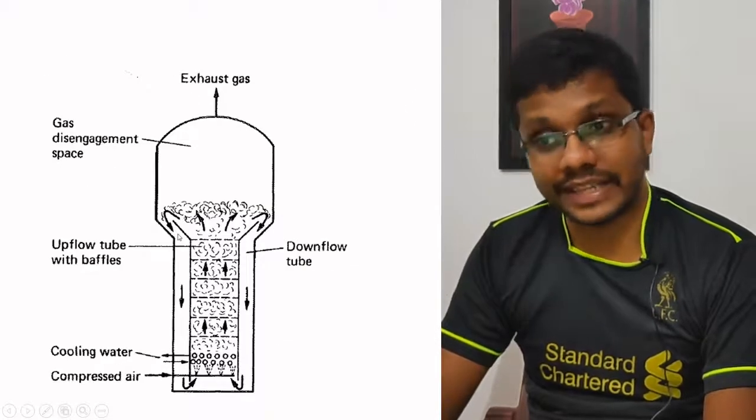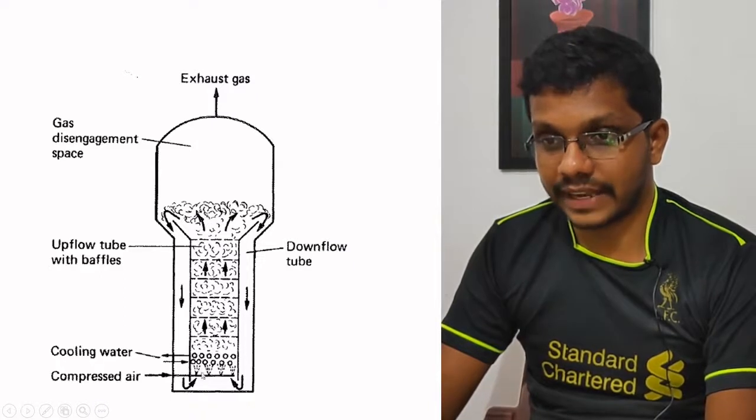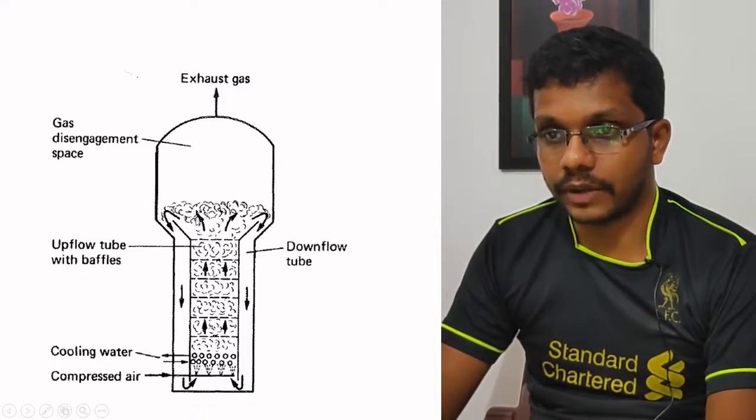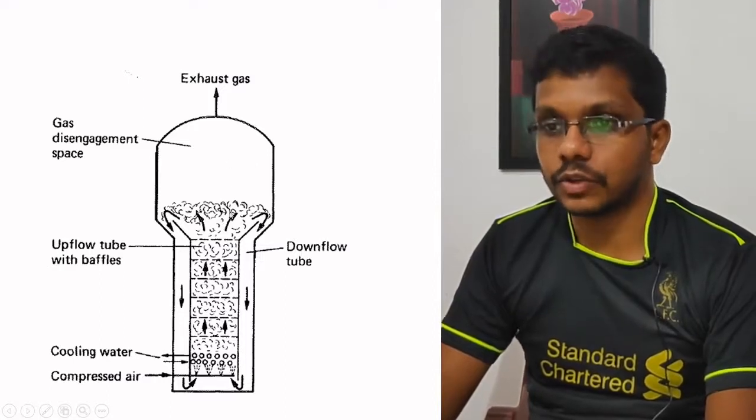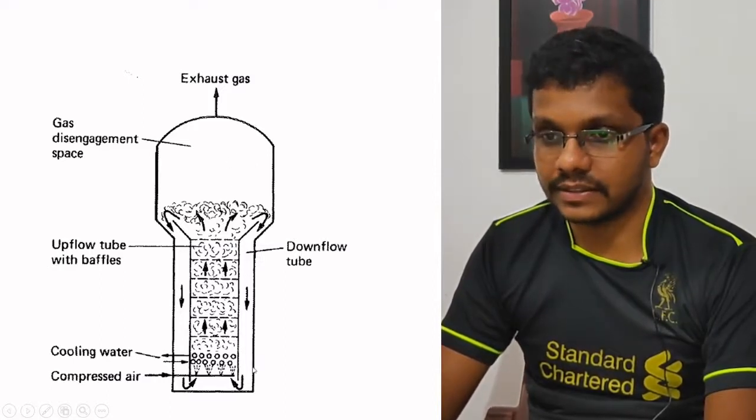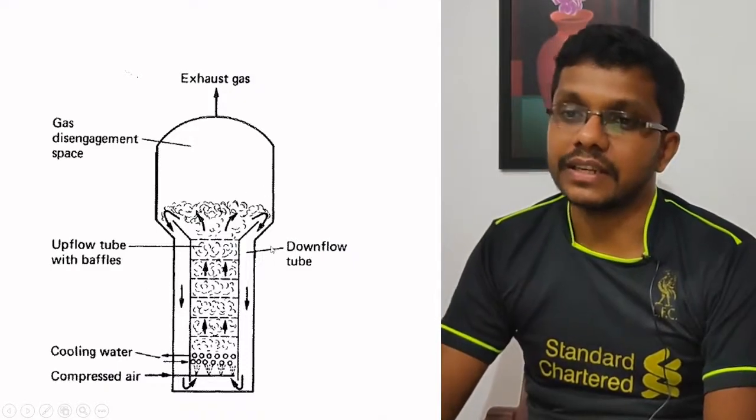We also have the internal flow airlift fermenter, which looks something like this. We are providing air here, and the medium is going up. Here the gas is released into the environment. Once it is released, it will go like this and again reach here. So there will be a continuous circulation in the internal loop.